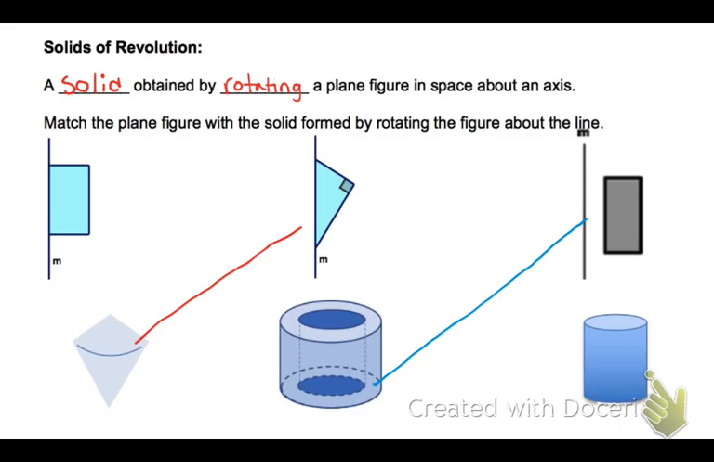And finally, one of the easier ones is if we have a rectangle. If we have a rectangle that we rotate around an axis, it's going to create that cylinder.